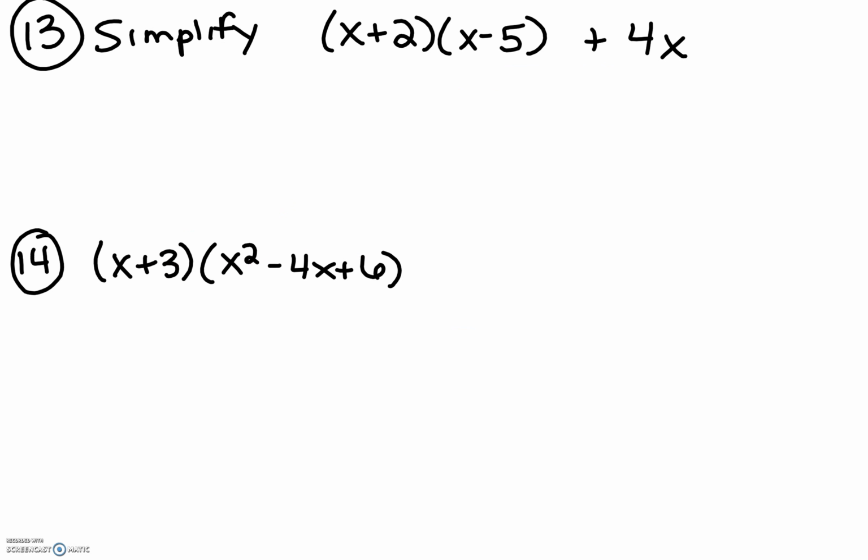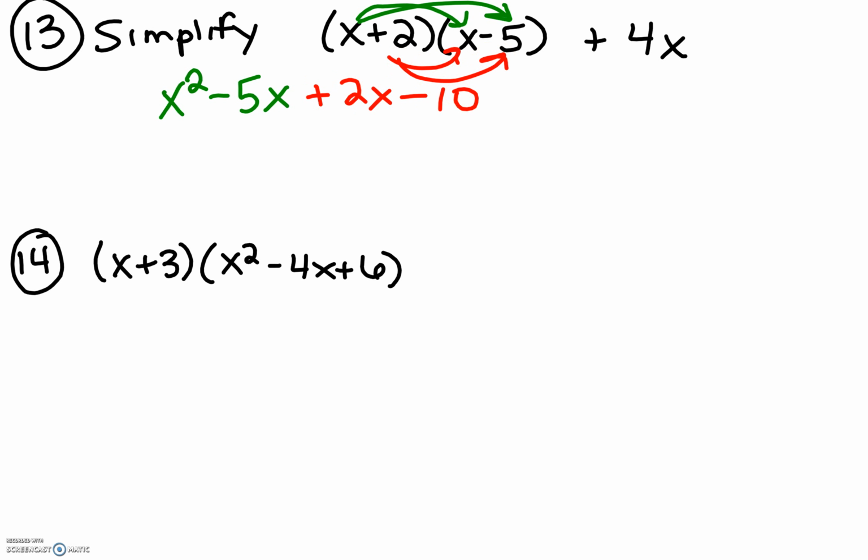For 13, simplify x plus 2 times x minus 5 plus 4x. So the first thing that I want to do is double distribute. x squared, minus 5x, plus 2x minus 10, and then I'm going to just bring down my 4x.